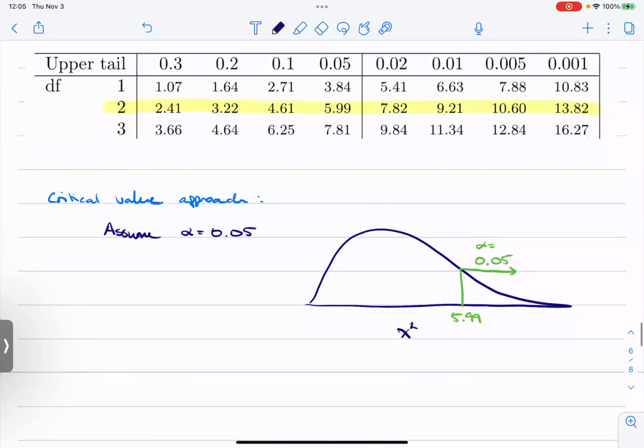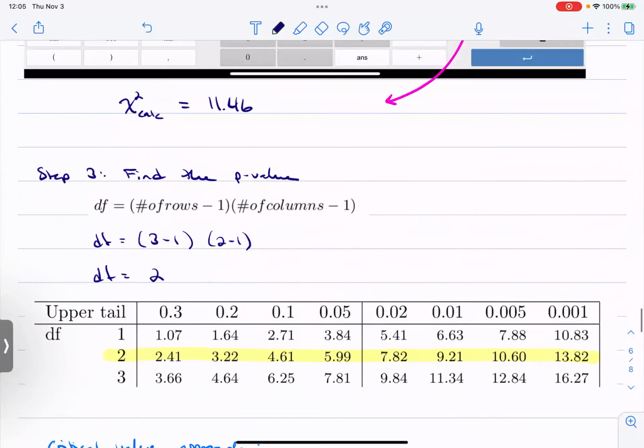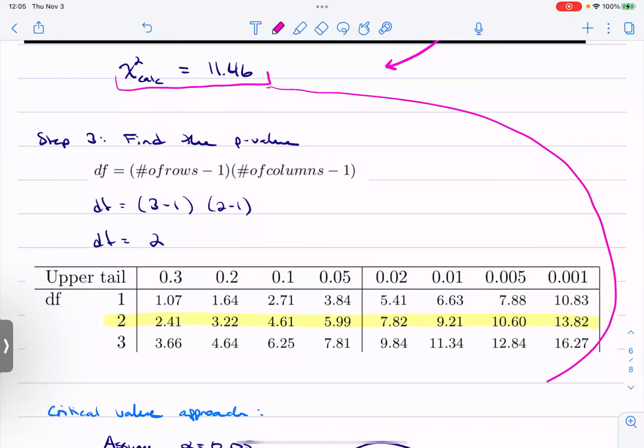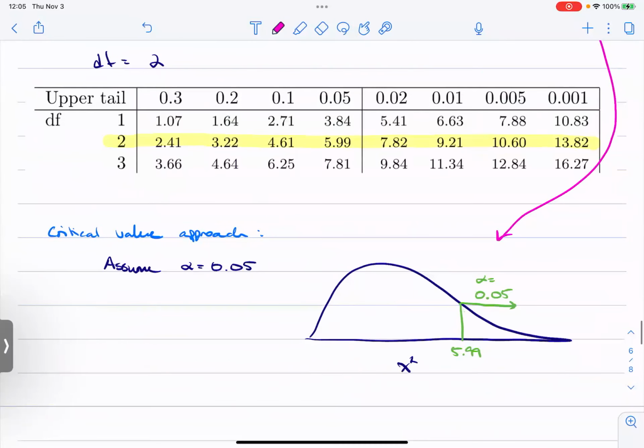Okay. Our chi-squared calculated is 11.46. 11.46 would be somewhere here. Chi-squared calculated 11.46. We don't know what that area is, but I can tell you because it's further out into the tail, it must be less than 0.05. So we're doing the same thing, just a slightly different way.